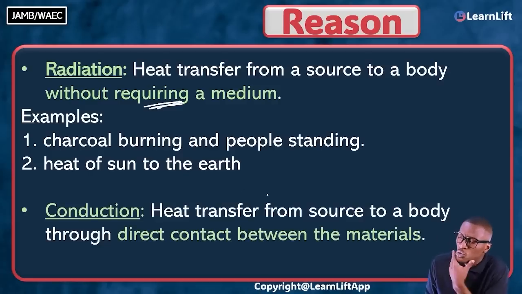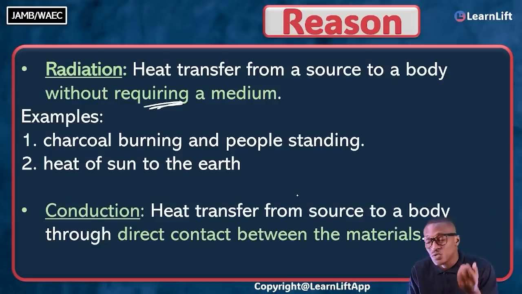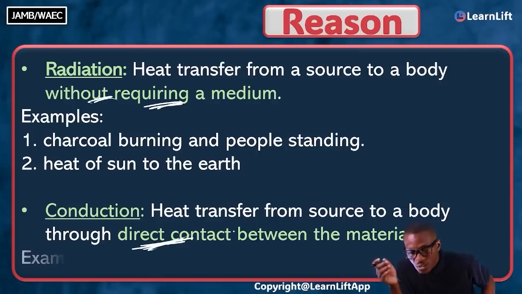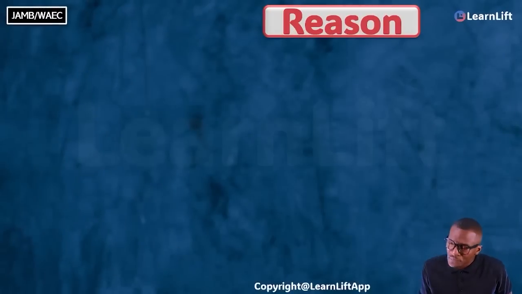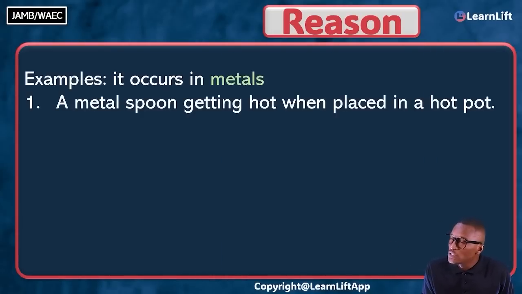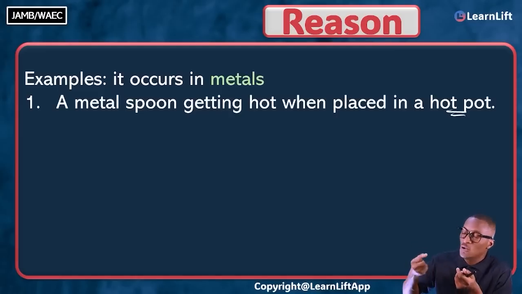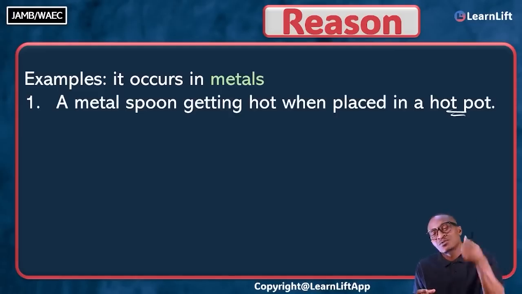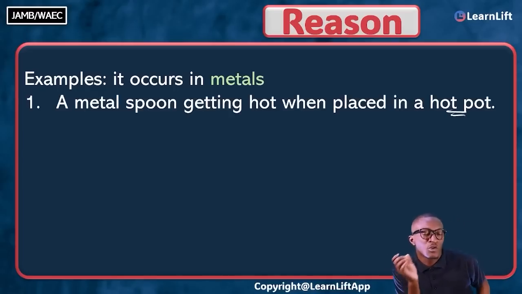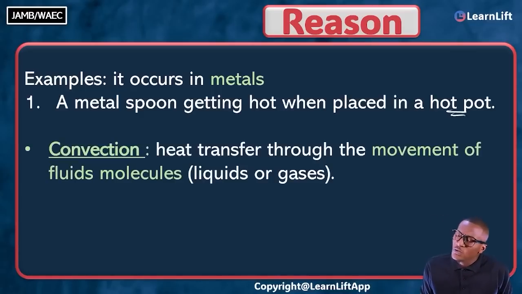The second is what we call conduction. This is the transfer of heat from a source to a body by direct contact. You can see in radiation there's no medium, but in conduction, direct what? Contact. Are you seeing that? It occurs majorly in metals. An example is a metal spoon getting hot when placed in a hot pot. You are trying to cook and you place your metal spoon inside the pot. Remember that the pot is hot. Heat is going to be transferred from the pot to the metal spoon. But there must be contact. There must be a medium. Do you understand?